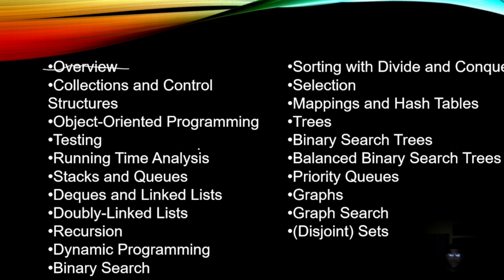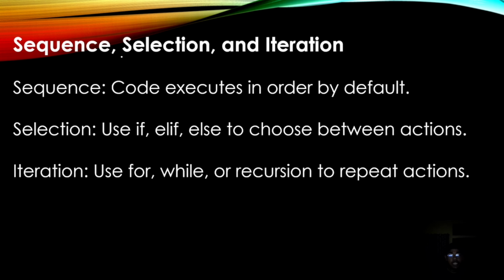Python basics. The first thing we have is sequence, selection, and iteration. Don't be put off by this. These are simple terms which are normally used in programming languages. Sequence, what is that? It can be an order like 1 2 3 or 3 2 1, A B C D. The order in which the code executes, right?